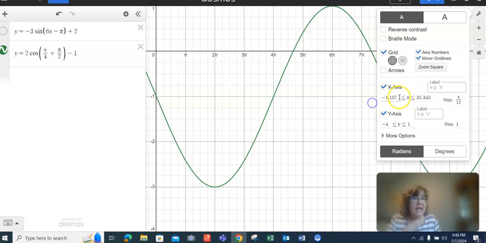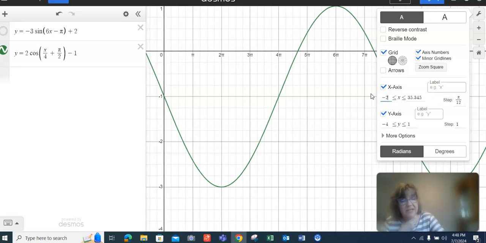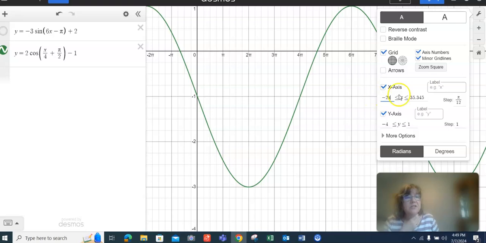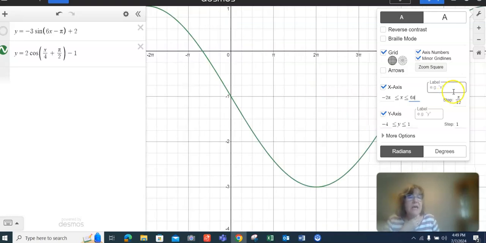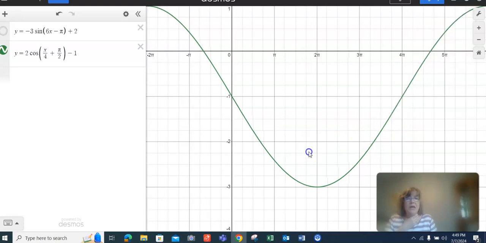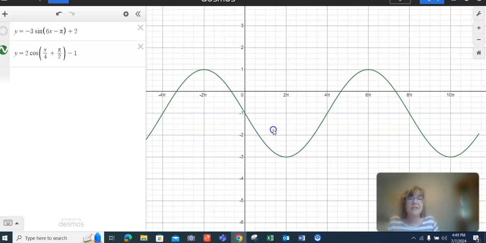And then for my angles, we went from -2 pi to 6 pi. So I'll go kind of the same. That's only going to show us just a tiny piece of that, but that's okay. We can always scroll out to 6 pi. And then my step here is going to be pi, okay? And so this is that second graph I did.